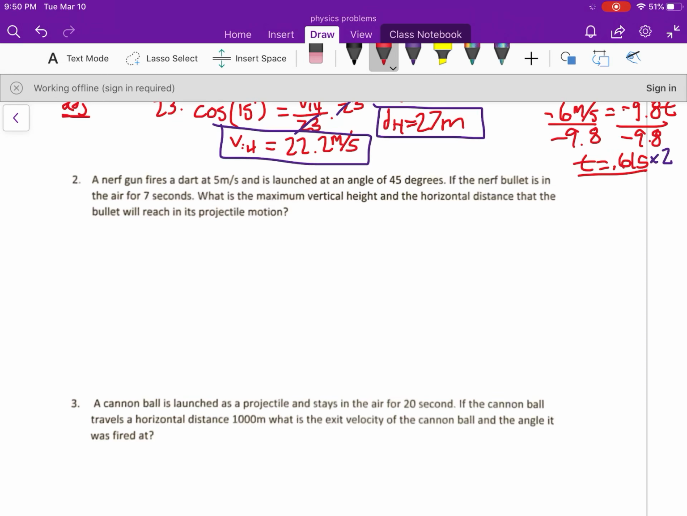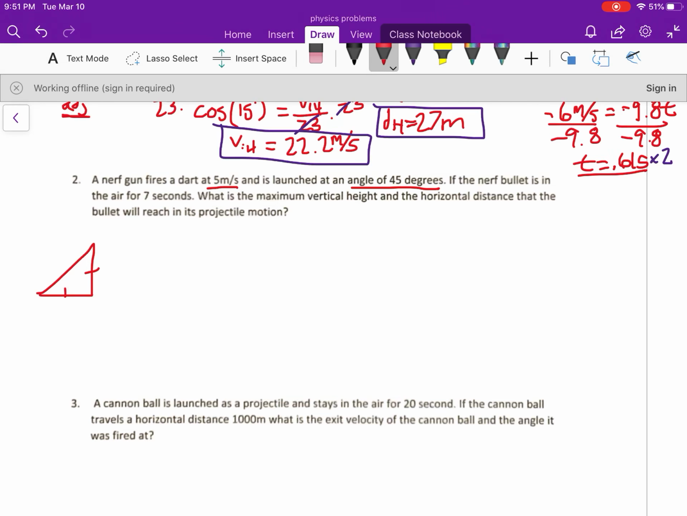Moving on to part 2, a Nerf gun fires a Nerf dart at 5 meters per second. Okay, that's going to be my exit velocity. Remember that's my exit velocity. And it's launched at an angle of 45 degrees. Whenever we see 45 degrees, we should be getting happy because 45 degrees indicates that we have a 45, 45, 90 right triangle. A 45, 45, 90 right triangle indicates that my base is going to be the exact same as my height. So we only have to do one calculation for this.